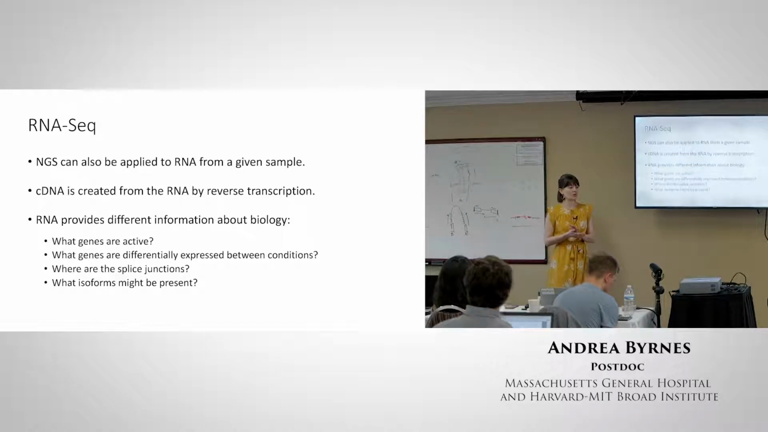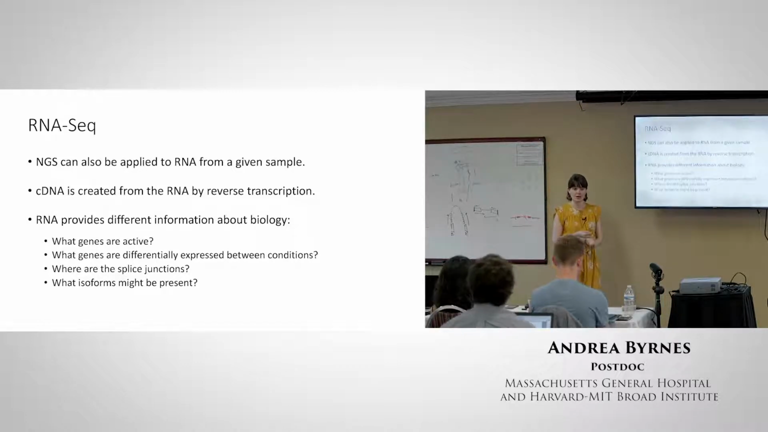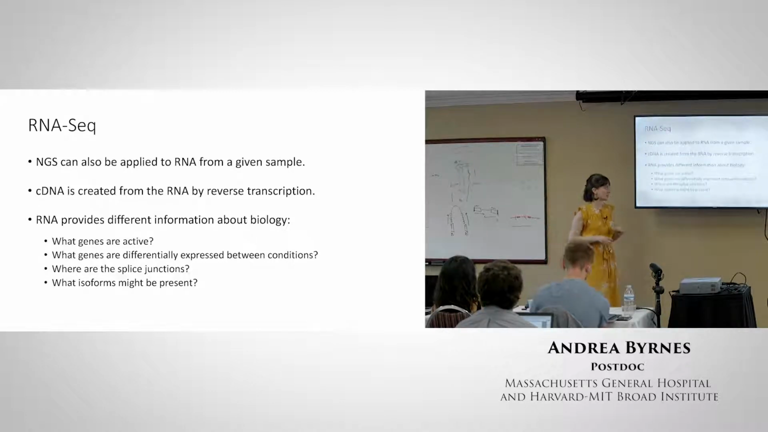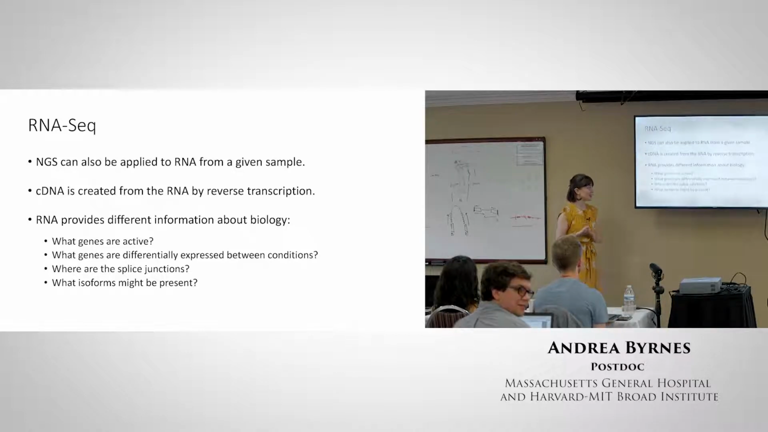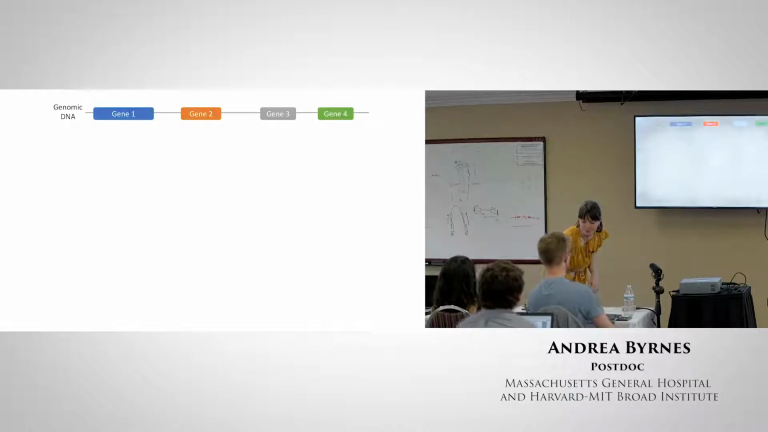RNA-seq will query what's expressed, so the cell type matters, the time point matters, and the conditions matter. And then we can ask what genes are active, what genes are differentially expressed between conditions. This could be drug and control. This could be two different species, and then what are the splice junctions, and what isoforms might be present. And so all of these questions are questions that I focus on in my own research.